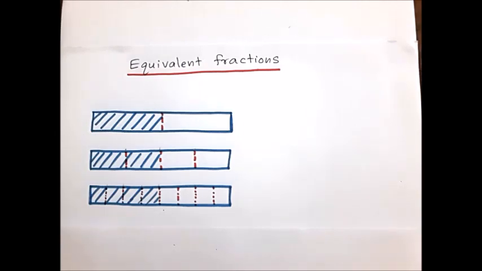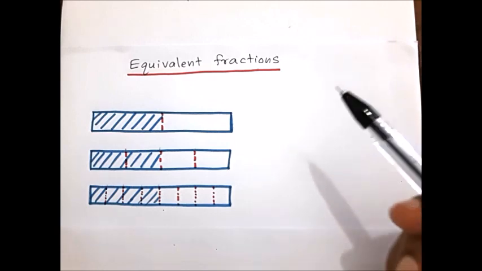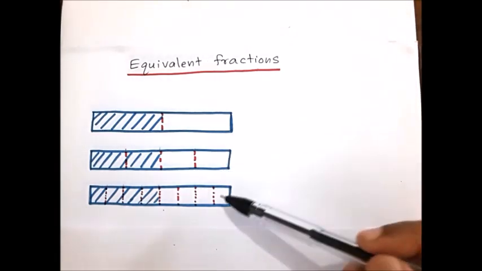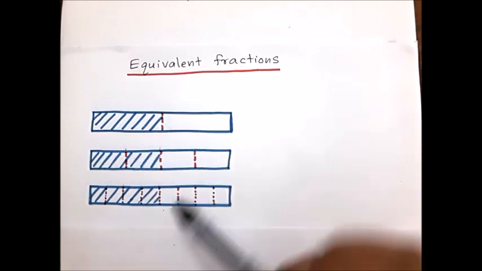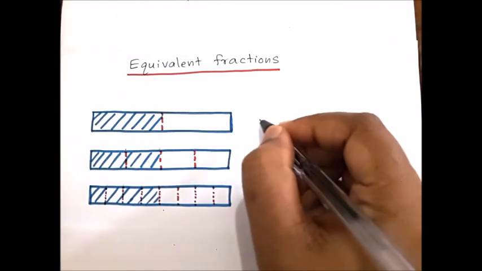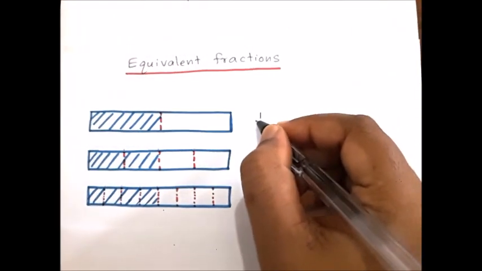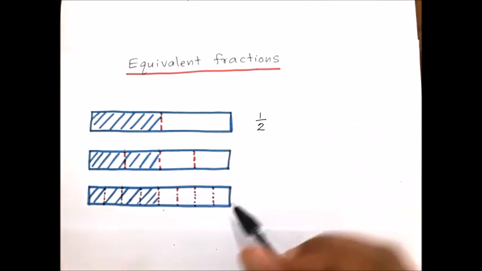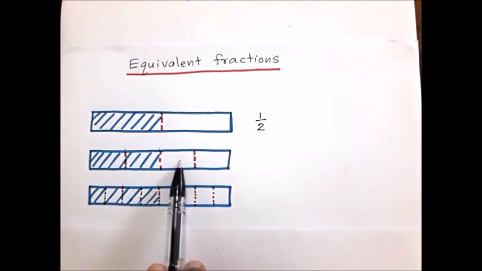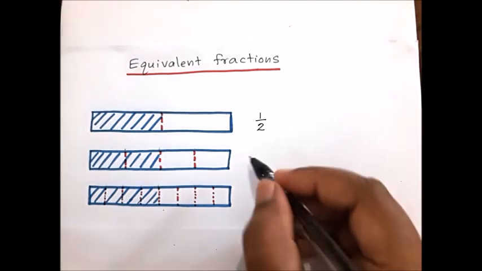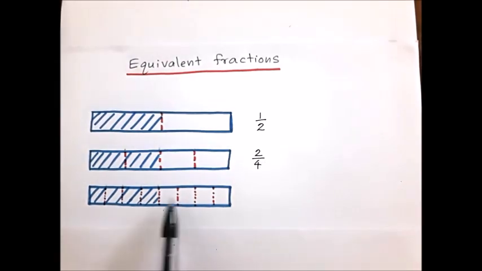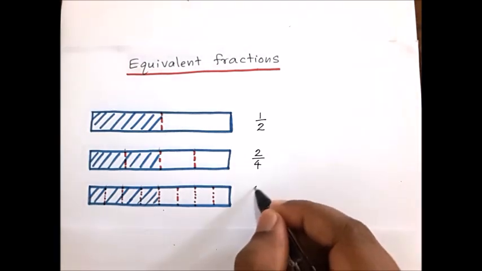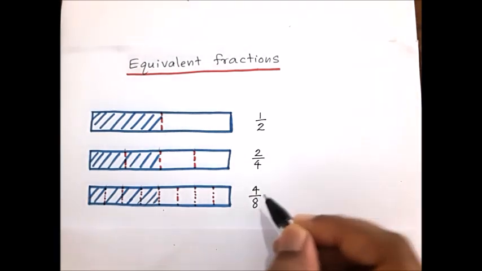Now I am going to teach you about equivalent fractions. Look at these diagrams. Here this rectangle is divided into two parts and one part is shaded. So I am going to write the shaded part as a fraction. It is half. Second one, out of 4 parts, 2 parts are shaded. It is 2 over 4. Here total number of parts is 8. Out of 8 parts, 4 parts are shaded. The fraction is 4 over 8.